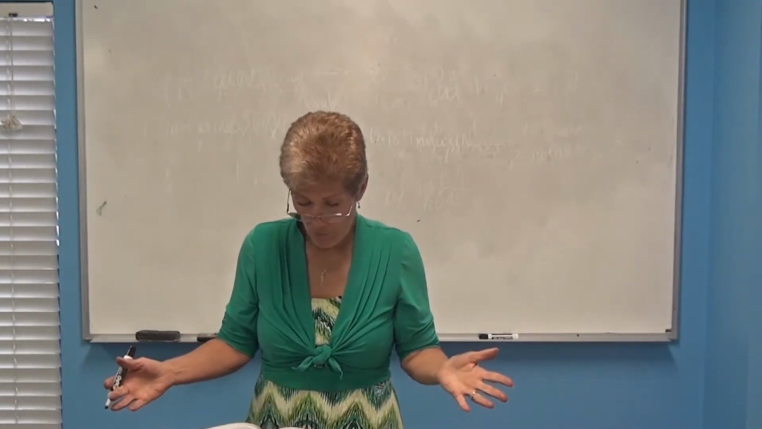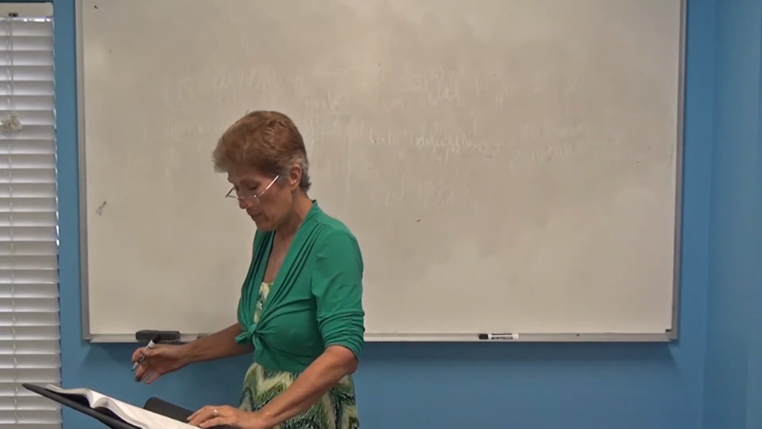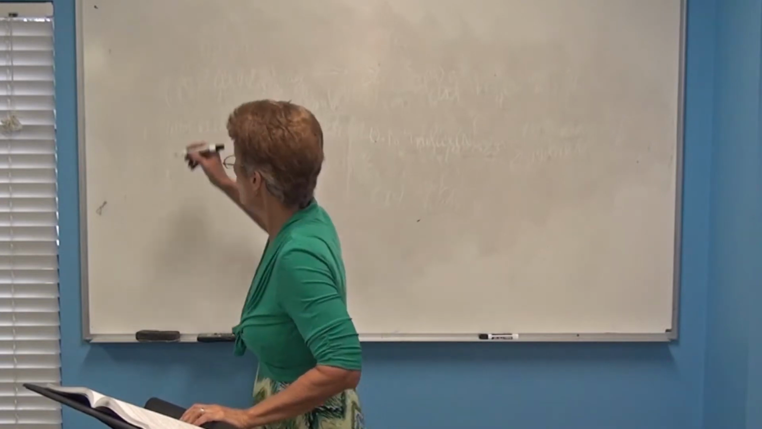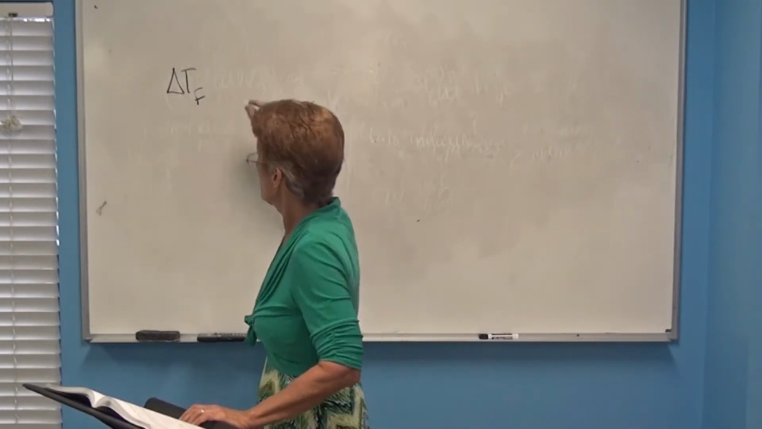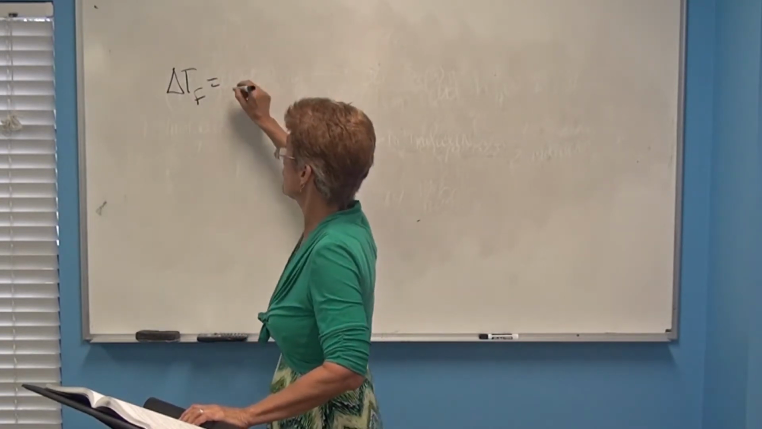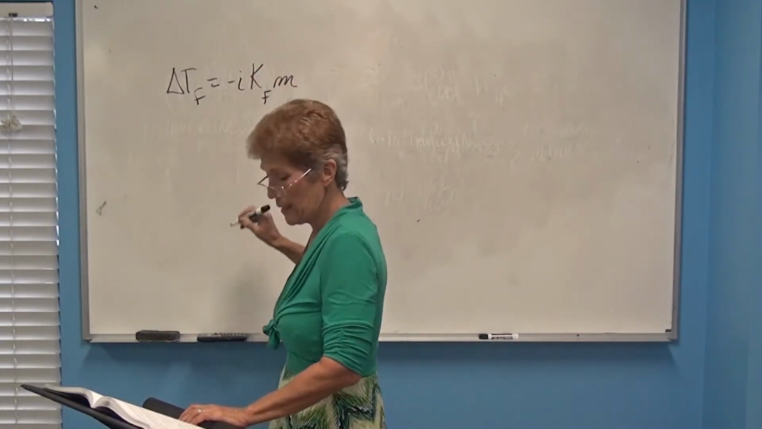Number 12, what is the freezing point of a solution made by mixing 34.1 grams of sodium carbonate with 500 grams of water? Okay, so we want the freezing point depression. Freezing point of solution made of. Yeah, it's in water, so that's good. Negative I, K freezing molality.